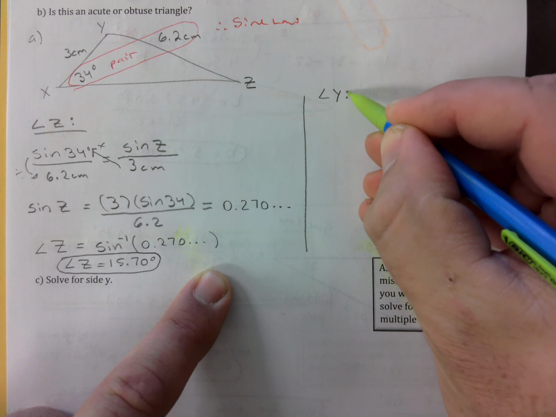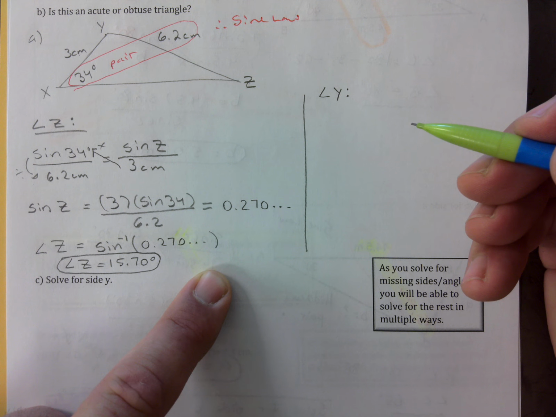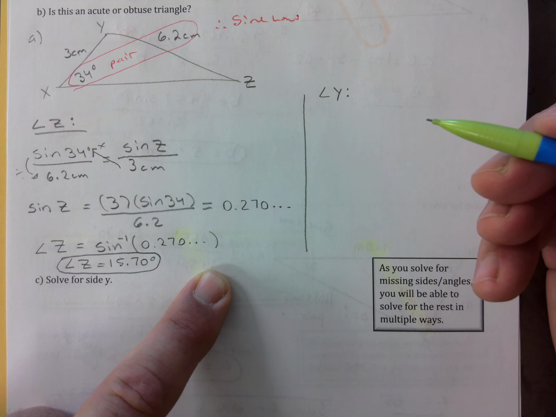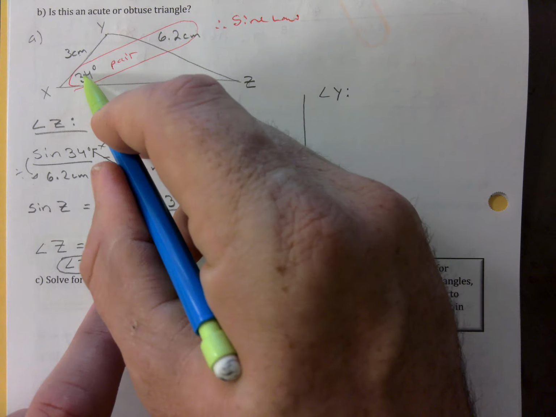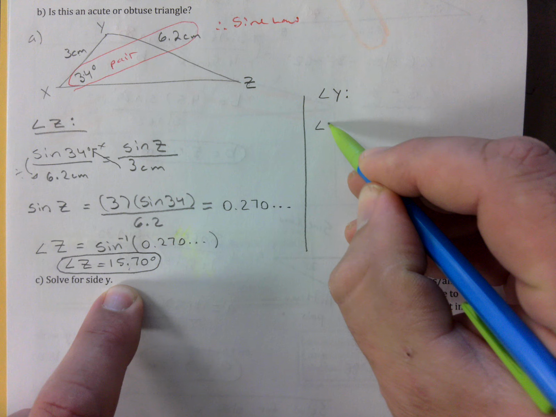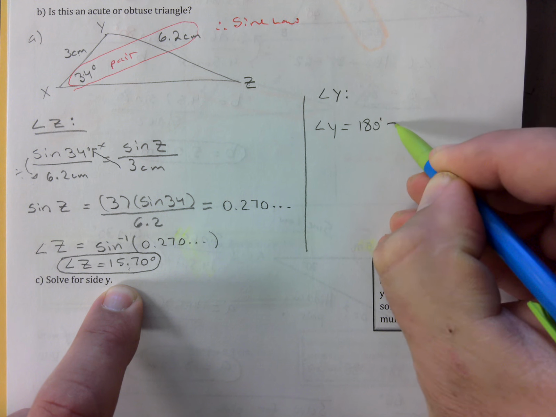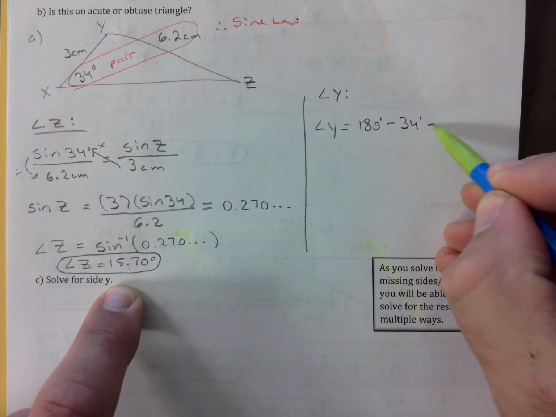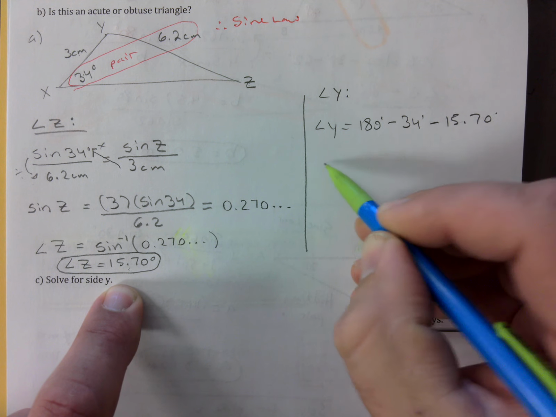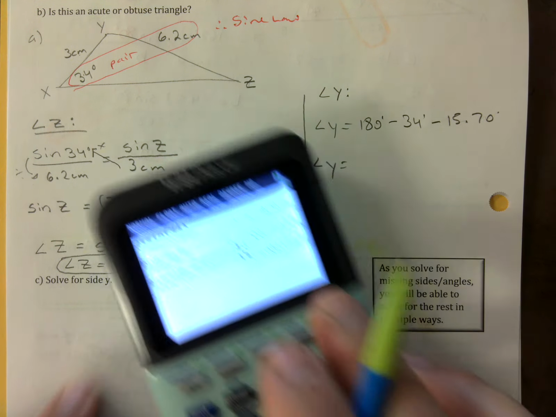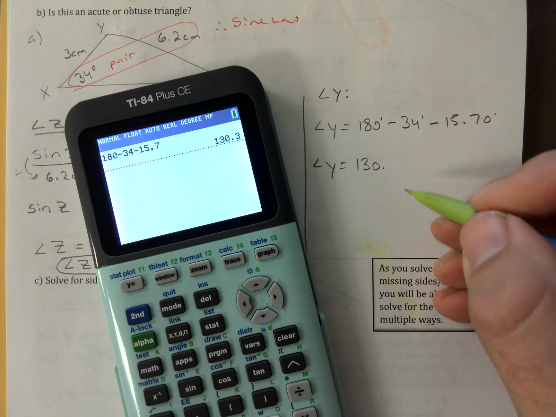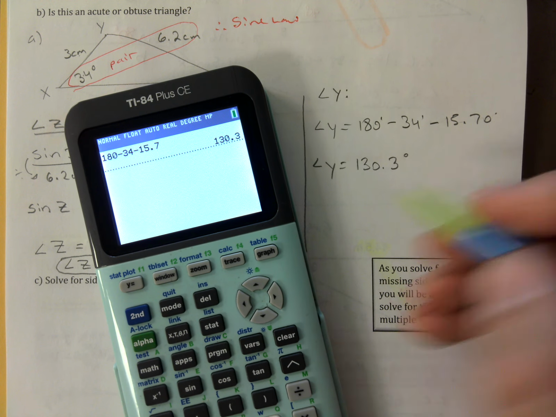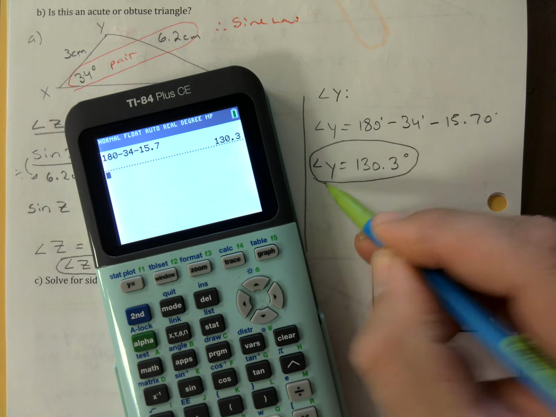Angle Y. Can you use sine law to do that, that part? You could, but sum of triangle is the way to go because you've got two angles now, right? So we're going to go angle Y is 180 minus 34 minus 15.70. So don't be using sine law again because that would be very long, a long journey for you. So you get 130.3 degrees. That's your angle Y right there.